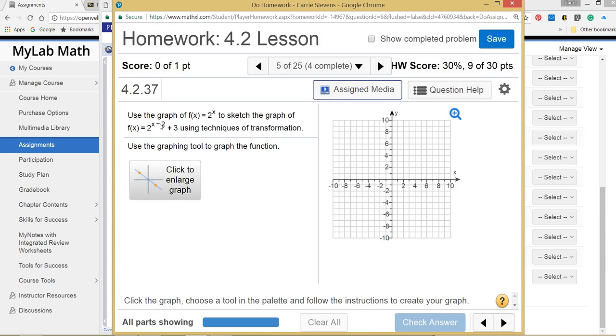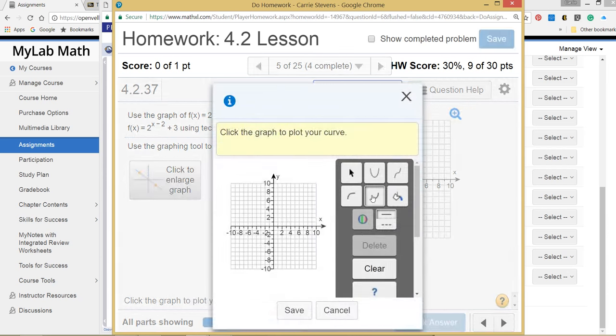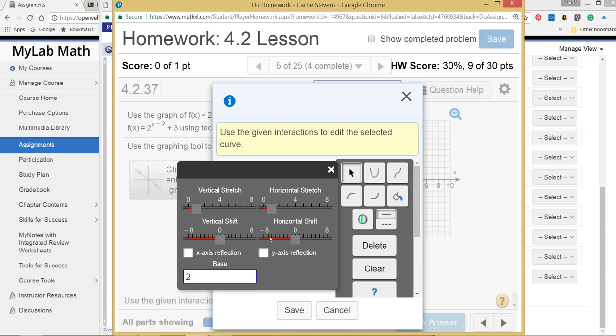Then we have 2 to the x minus 2 plus 3. So 2 things happening here: a horizontal shift to the right by 2 units and a vertical shift up by 3 units. Start off with the basic. Let's do the vertical shift up 3. Vertically up 3. Horizontally to the right 2.